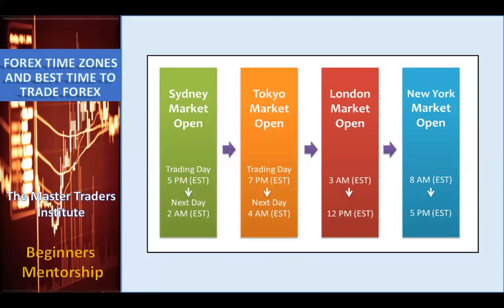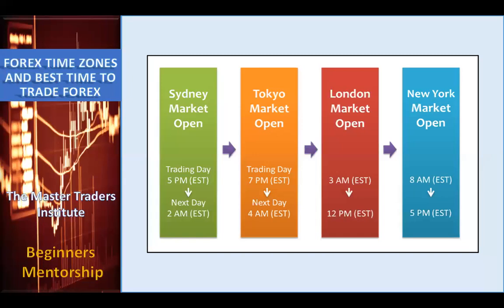Now, let's move over to the time zones we have in the Forex market and the best time to trade Forex. When you come into the market, you find out that there are different time zones. The first market that opens in the day is the Sydney market. The Sydney market opens at 5 p.m. European Standard Time, which should be around 11 p.m. Nigerian time, and closes around 4 a.m. or thereabouts. In the next slide, you're going to see the Nigerian time.